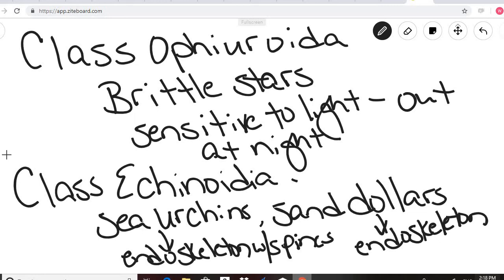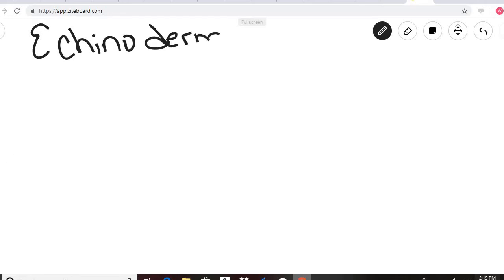These organisms don't usually swim. They live on the bottom, and they're also able to turn their stomach out so that they can get food that way. The interesting thing about the echinoderms is that they don't have a circulatory system.